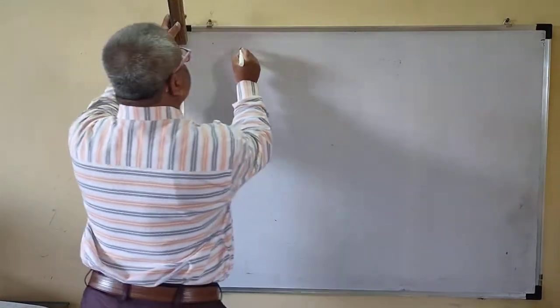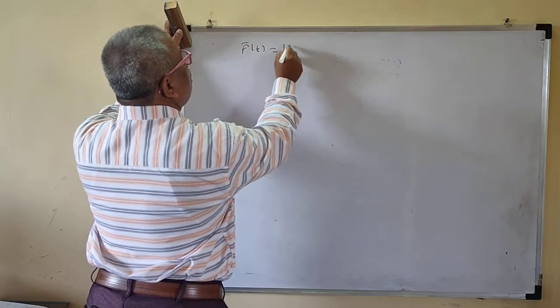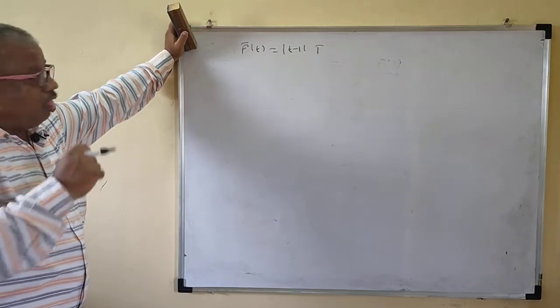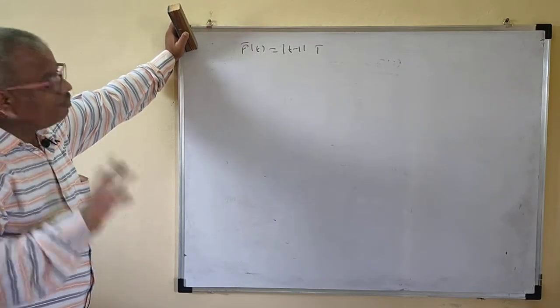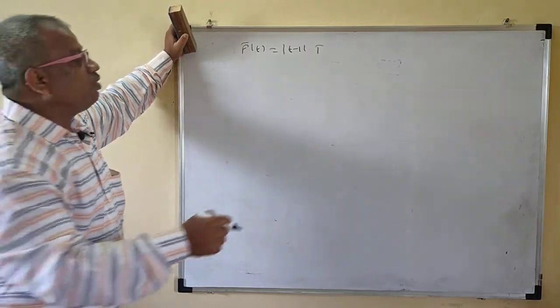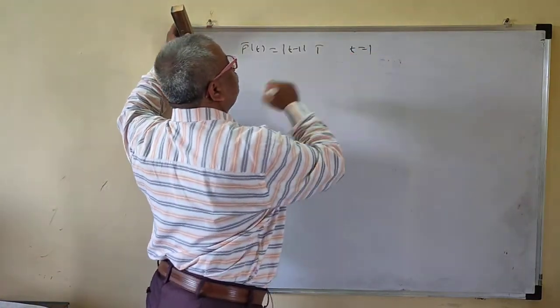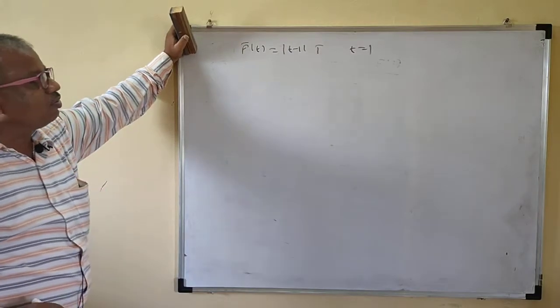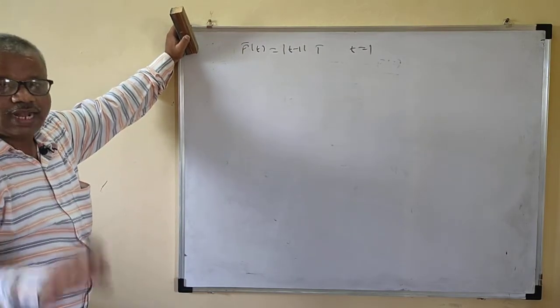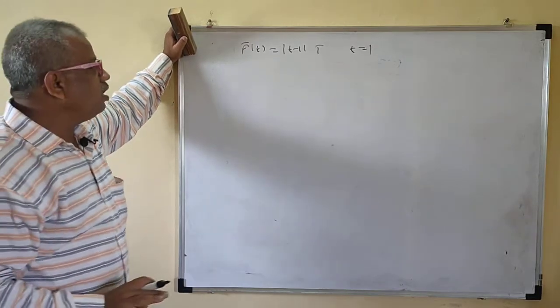Again the same thing here. If your f bar of t is mod of t minus 1 i bar, your left derivative is minus i bar and your right derivative is plus i bar, at t equal to 1. So note that.